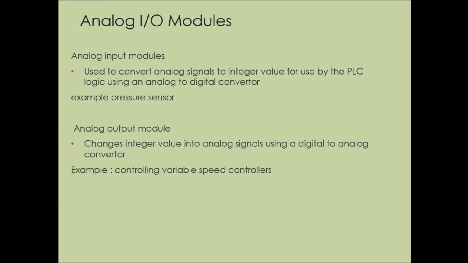Analog I/O modules. Analog input modules are used to convert an analog signal to an integer value for use by PLC logic using an analog to digital converter. For example, a pressure sensor. This pressure sensor can display a value in voltage to indicate a pressure between 0 and 100 psi. 0 to 100 psi is represented as voltage, and the voltage is 0 to 10 volts DC. So at 50 psi we should expect to see 5 volts DC to indicate the halfway mark.